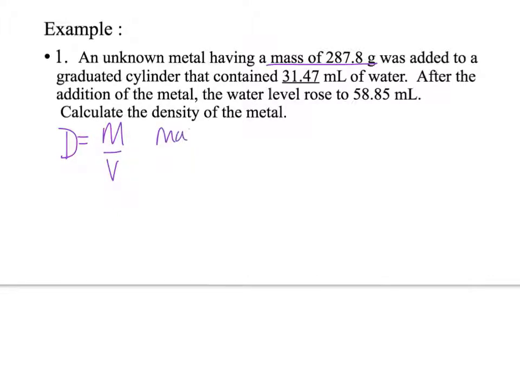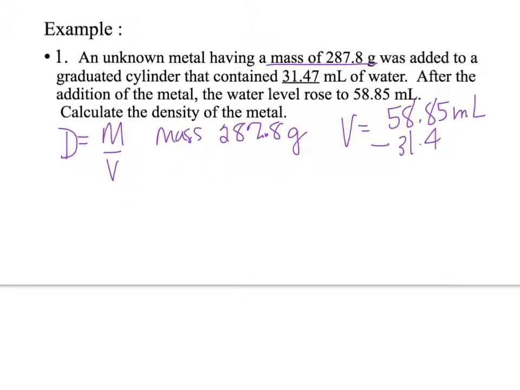We're going to define our terms. We said mass is 287.8 grams. And then our volume, we have to do a quick little subtraction problem. Because we are adding it to water and the water level rose, we know that this is water displacement. So we're going to get our volume by starting with the 58.85, and we're going to subtract the 31.47, and then we get that the total volume of our object, or our piece of metal, is 27.38 milliliters.